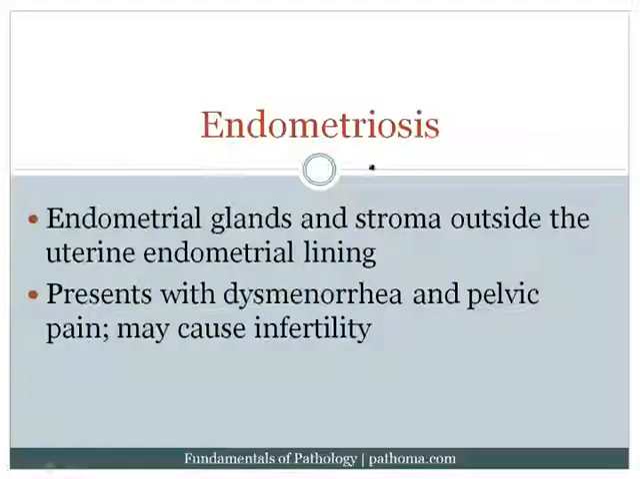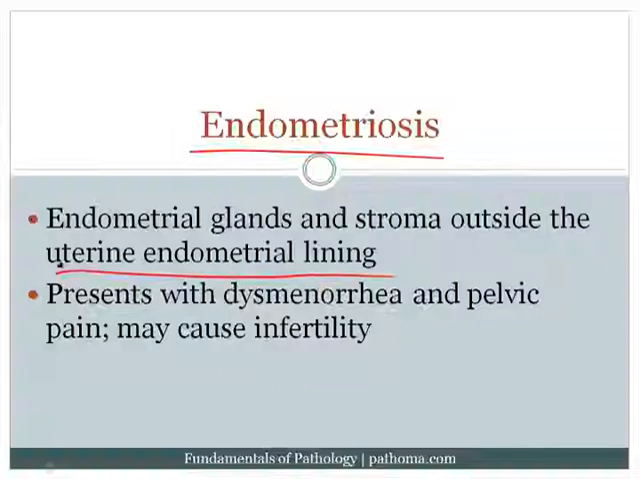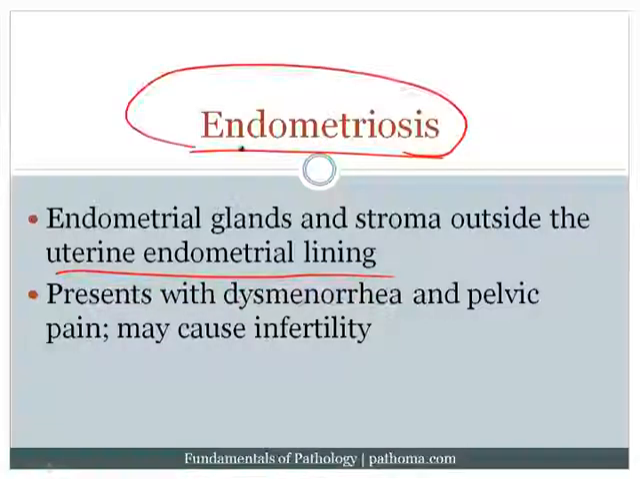The next disorder in the text, endometriosis. What is endometriosis? It is the abnormal placement of both endometrial glands and stroma outside of the uterine cavity. I should actually be more correct in saying outside of the endometrial lining. So when endometrial glands and stroma are misplaced in another location, that's called endometriosis. I keep emphasizing endometrial glands and stroma. It's both the glands and the stroma of the endometrium that would be misplaced.